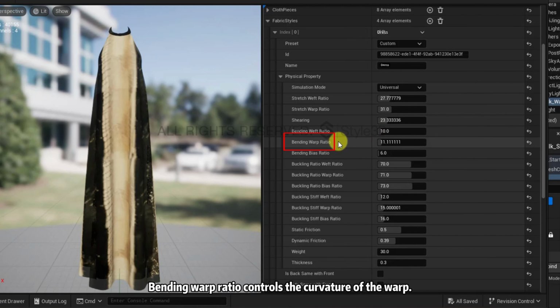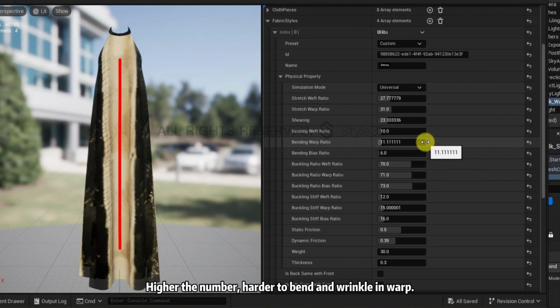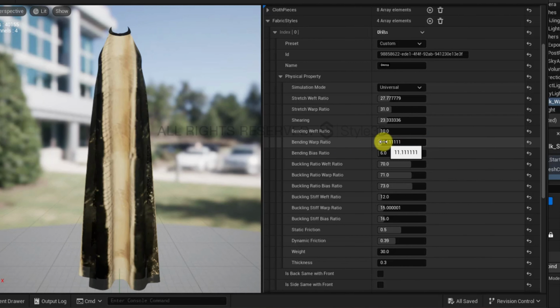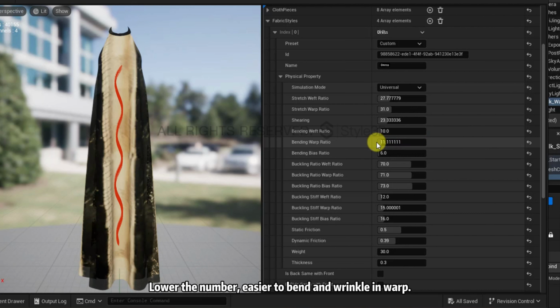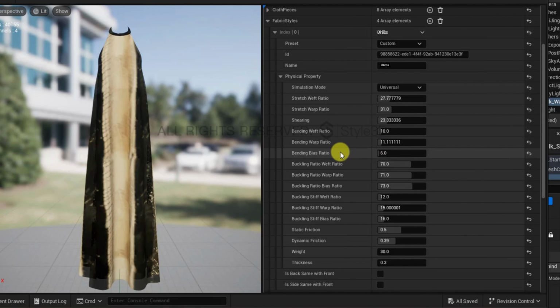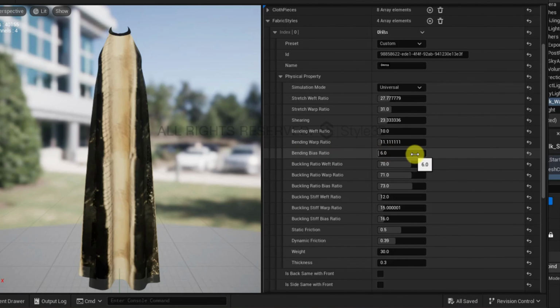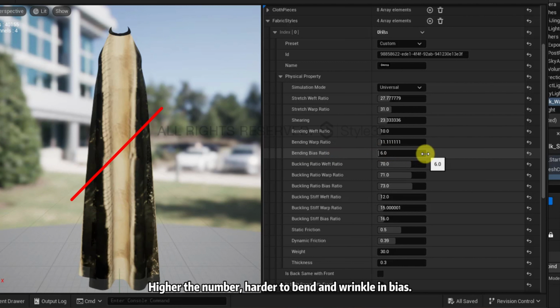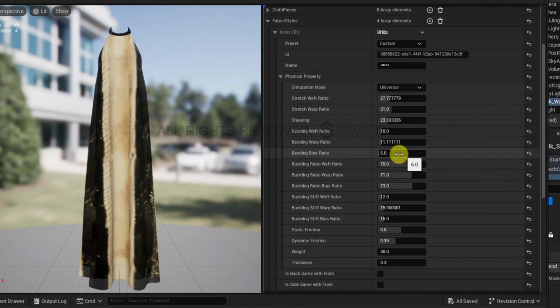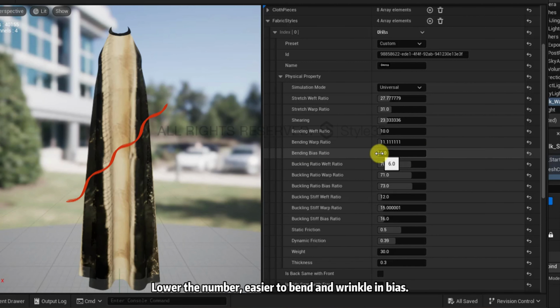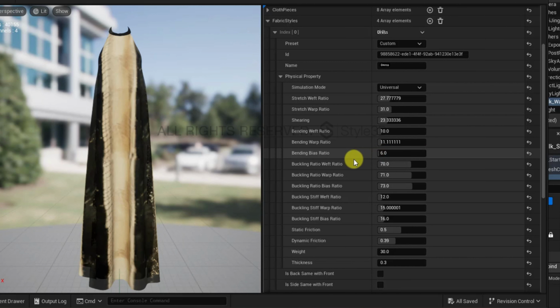Bending warp ratio controls the curvature of the warp. Higher the number, harder to bend and wrinkle in warp. Lower the number, easier to bend and wrinkle in warp. Bending bias ratio controls the curvature strength of the fabric at a 45 degrees angle. Higher the number, harder to bend and wrinkle in bias. Lower the number, easier to bend and wrinkle in bias.